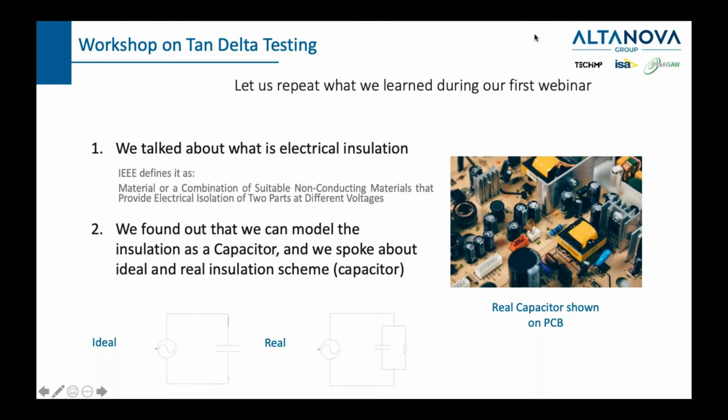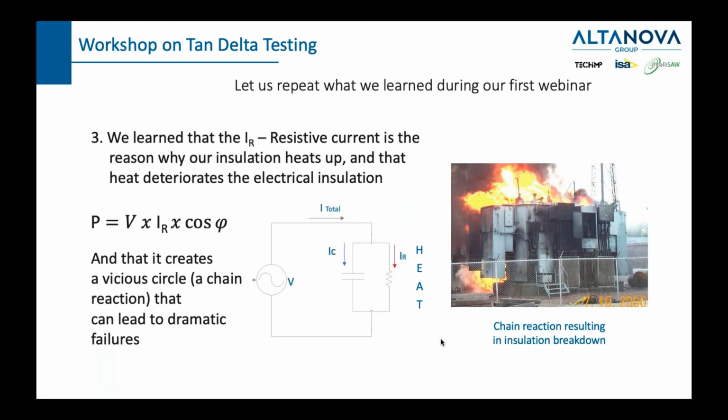Last time we talked about electrical insulation, of course, and we defined it as one or multiple materials which are non-conducting and provide electrical insulation of 2 parts at different voltages. And what we did then is we found out that we can model the insulation as a capacitor. And we spoke about the ideal insulation scheme or ideal capacitor and a real insulation scheme or a real capacitor. We can see that the ideal has just the capacitor and the real one has also the resistor connected in parallel. Now, after that, we learned that the resistive current is the reason why our insulation heats up, and that heat deteriorates the electrical insulation.